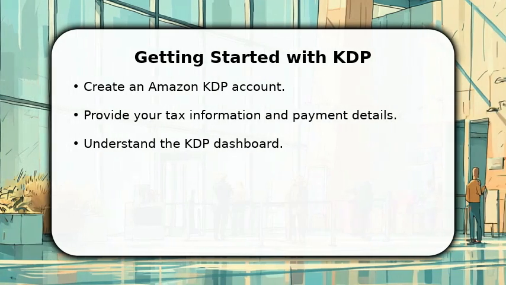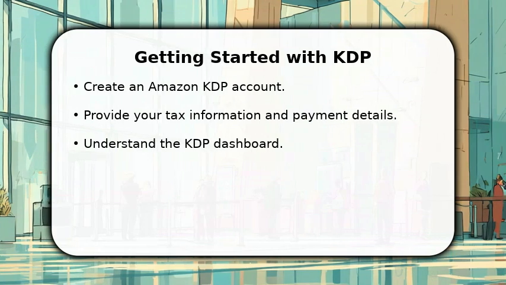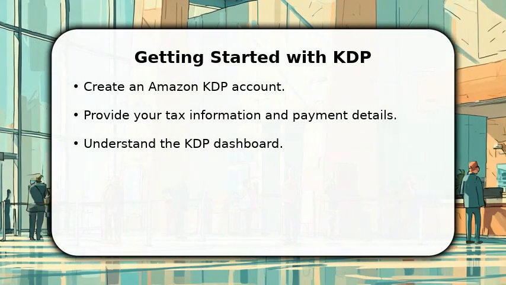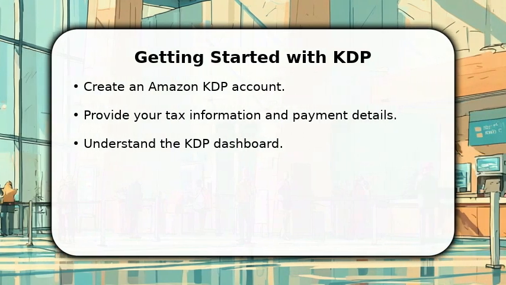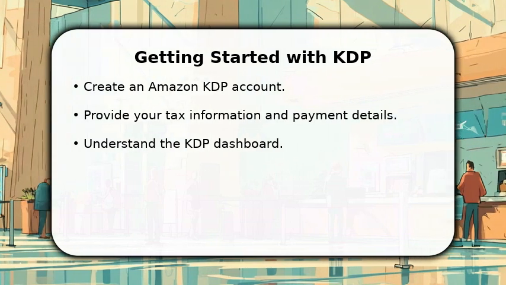Enjoy the video. In this video, I will explain how to sell digital books on Amazon step by step. First, you'll need to create an Amazon KDP account. This involves providing your tax information and setting up your payment details so you can receive royalties.